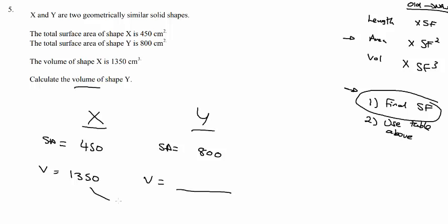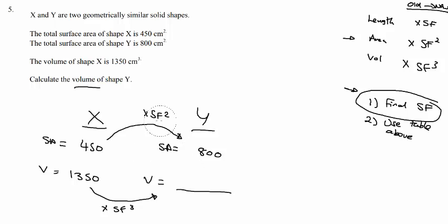Now, we know right away that between two volumes, between the smaller and bigger, we need to times it by the scale factor cubed. But it may seem like the scale factor is not obvious, so we can't find it, right? Because it says nothing about the lengths. Here's what we do know. Between these two things, we got the scale factor squared. So whatever the scale factor is, it got squared to get from 450 to 800.